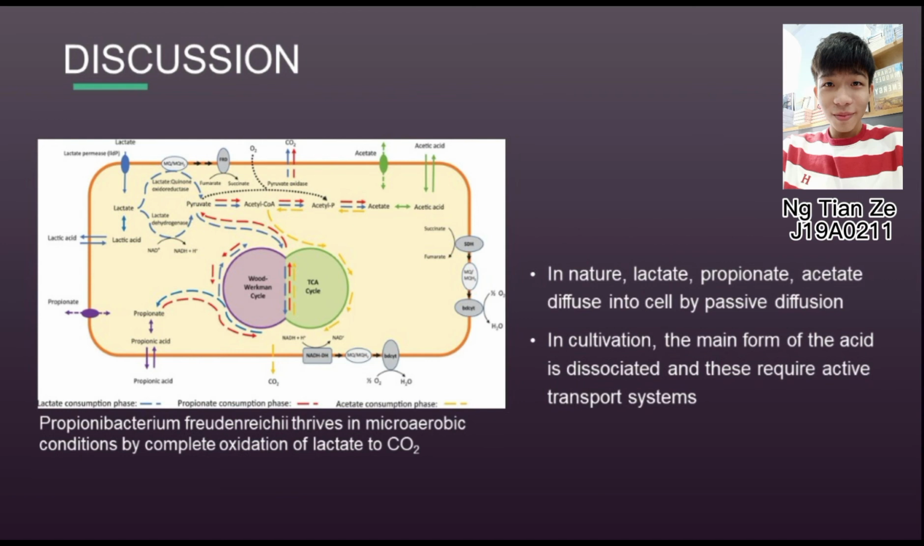A pyruvate oxidase, which we can see as the black dotted line, producing acetyl phosphate from pyruvate and phosphate while consuming oxygen, has also been identified in the genome of Propionibacterium freudenreichii. It may function as an energy-yielding oxygen tolerance mechanism and may explain the lower propionate to acetate ratios found in microaerobic conditions compared to anaerobic conditions in Propionibacterium freudenreichii.